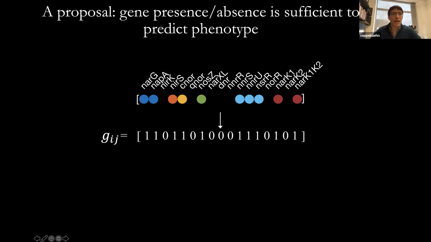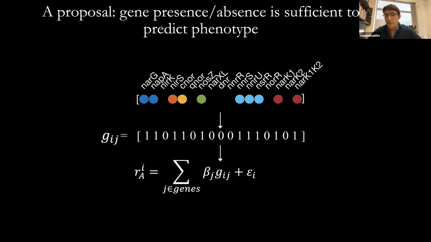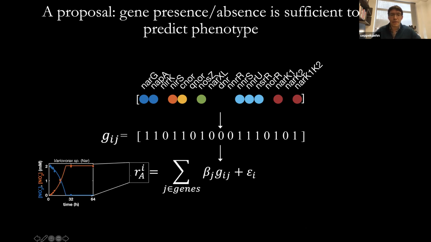And so the proposal that we made was that if I take this binary vector of gene presence and absence as a proxy for the genotype of each isolate in the library, so this is a binary vector of zeros and ones, what I'm going to do is, by linear regression, try to predict the phenotypic parameters for each strain from that binary vector. So this is sort of the simplest possible one-point model. And the idea is that for some strain I that has gene J, beta J will tell you the impact of having that gene on that phenotypic parameter.